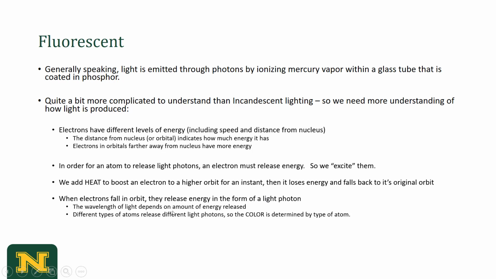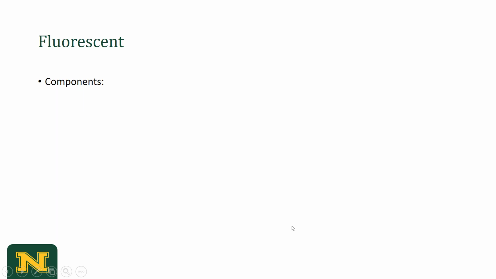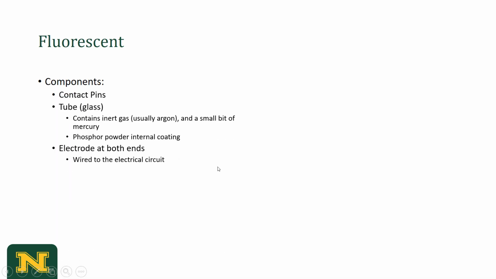The wavelength of light depends on the amount of energy that's released. So the different types of atoms release different light photons. So that color is determined by the type of atom. Because again, going back to that wavelength and the visible light spectrum. So all light sources work this way, but fluorescent lamps have a more complex system than others. So it's the components and the pieces of it, because again, we're not just heating a piece of filament.